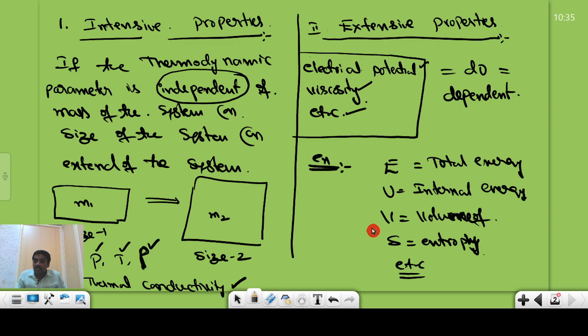So for these parameters, if the size increases, the volume will increase. If the size increases, the total internal energy will increase. So if the size increases, the total energy of the system must increase. The number of particles will increase, so the number of moles of the particles will also increase. Those are the extensive properties. Now this is the broad classification of the system.